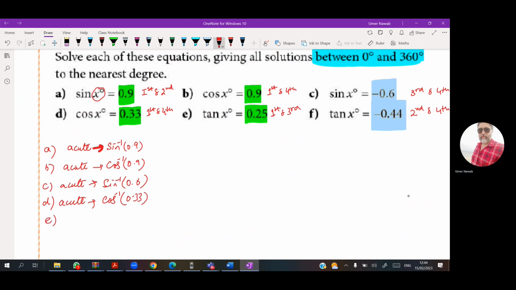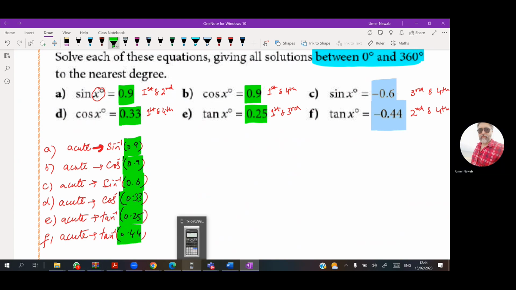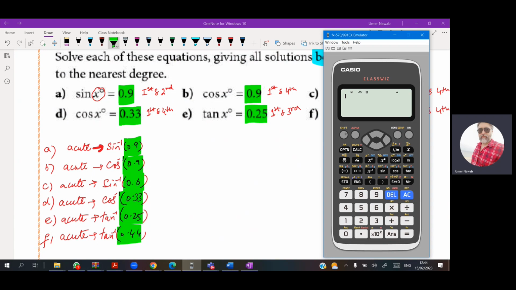E part, acute angle, I want to find it. So shift tan 0.25. And the F part, I want to get my acute angle. So shift tan 0.44. So you guys saw that I didn't write any negative angle. Why? Because I'm interested in the acute angles. Convert your calculator into degree mode first of all, because my range is given in degrees. So here you go, I'm going to convert my calculator angle mode into degrees.